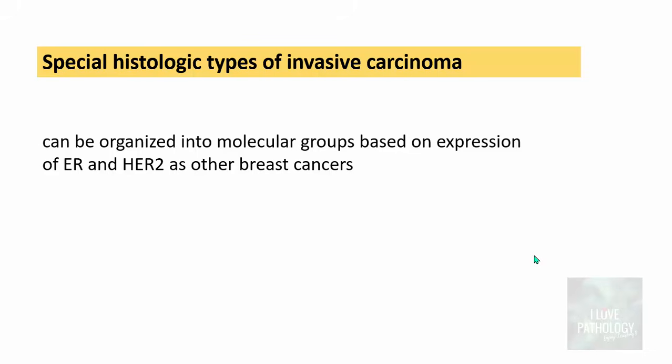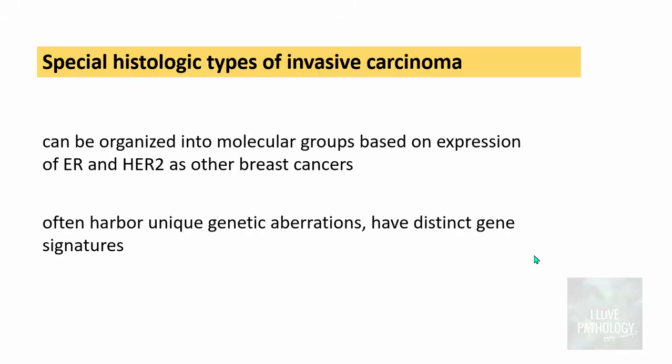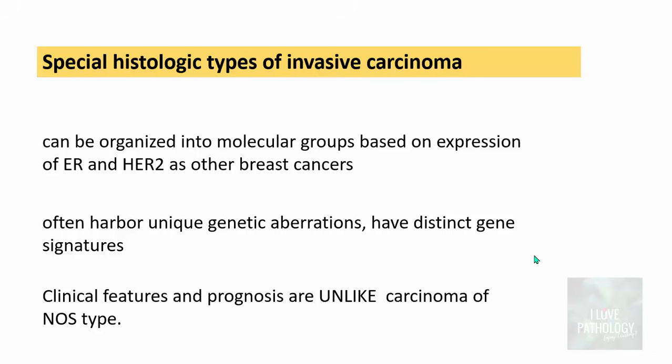They can also be organized into molecular groups based on expression of ER, HER2 as that of other breast cancers. We'll talk about it a bit later. Now these special tumors often harbor unique genetic aberrations. They have distinct gene signatures, and the clinical features and prognosis are unlike that of carcinoma of regular NOS type. They are a special type of tumors.